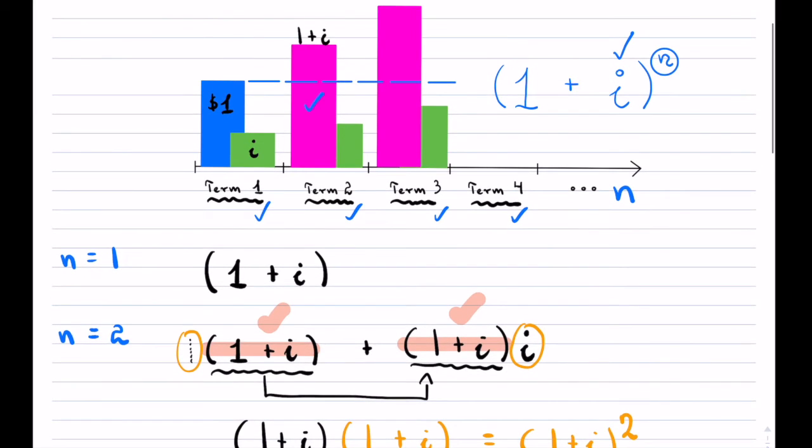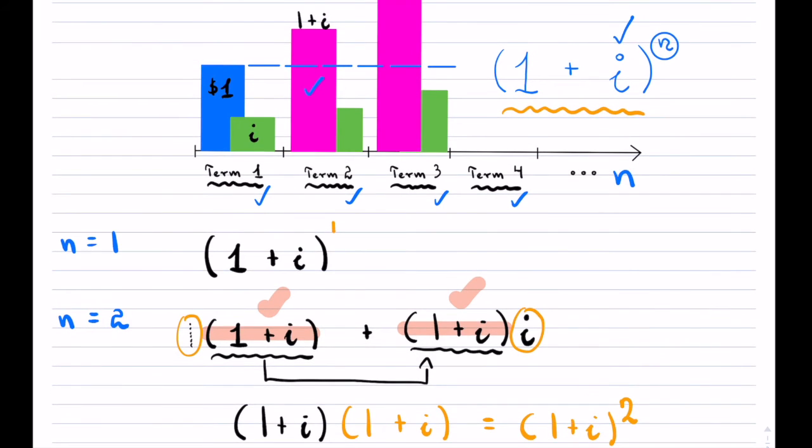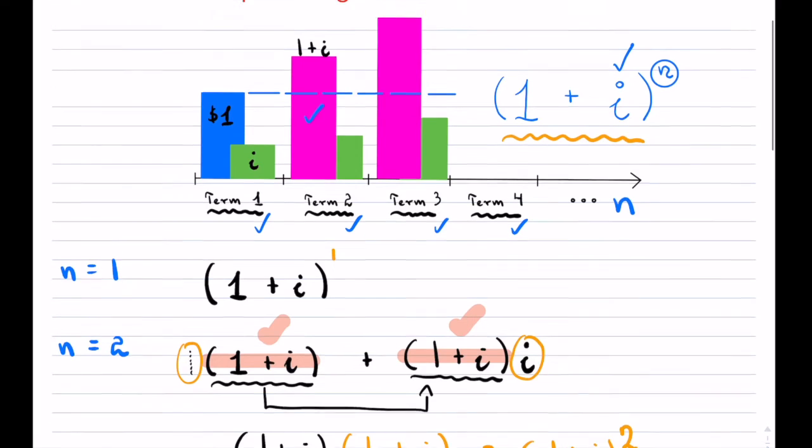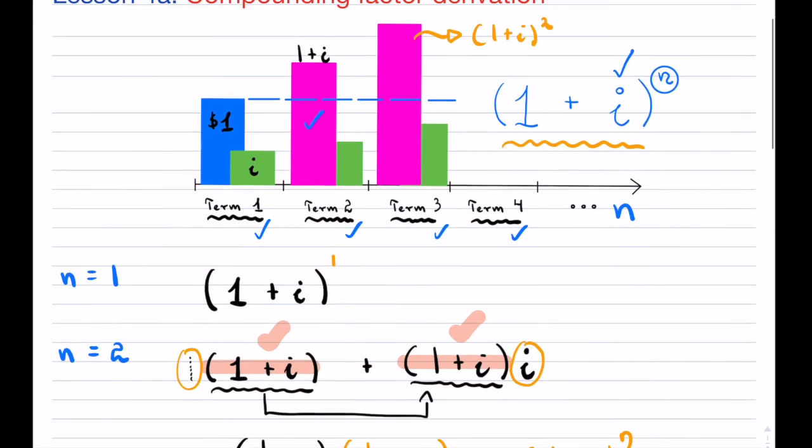So notice that your formula is starting to come into play. If n is equal to 1, it's 1 plus I to the power of 1, which is just 1 plus I. When n is equal to 2, it is simply 1 plus I to the power of 2. So you can guess what n is equal to 3 is. But let's do it anyway, just as overkill. Right here, our starting point is 1 plus I to the power of 2, at the end of term 2.